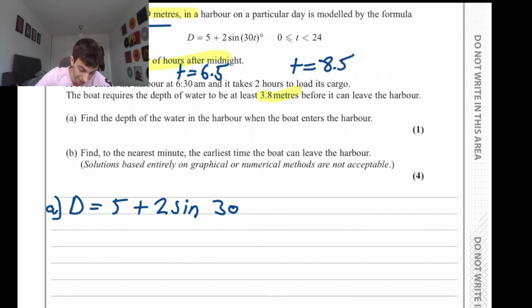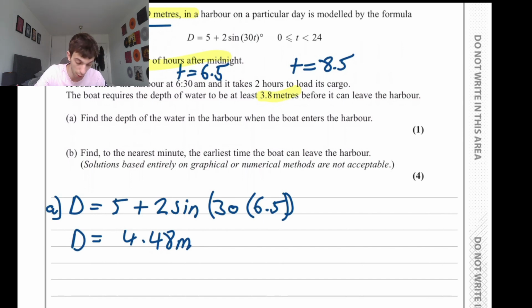So 30t, when we enter the harbour, t will be 6.5. So it's going to be 30 times 6.5. So you just plug it into your calculator. We do 30 times 6.5, making sure we're in degrees. Then we do sine of our answer. Then we do answer times 2. Then we do answer plus 5. So our depth, to 3 significant figures, would be 4.48 meters. Once again, we know we're in meters.